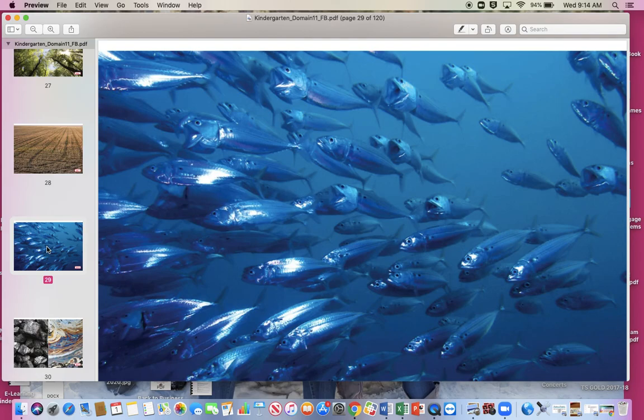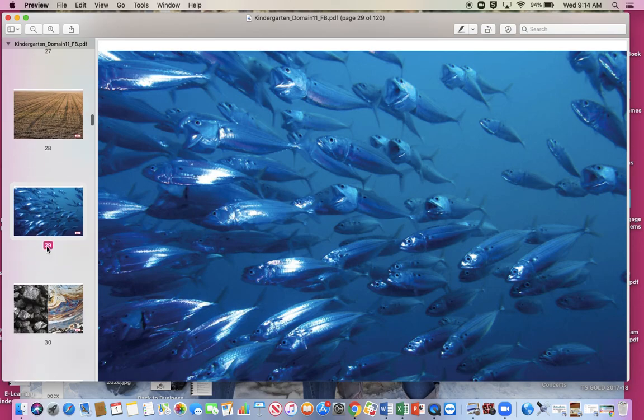Here is a school of fish. Fish are important natural resources too. Why? Because some people and animals eat them. In fact, some animals eat nothing but fish.